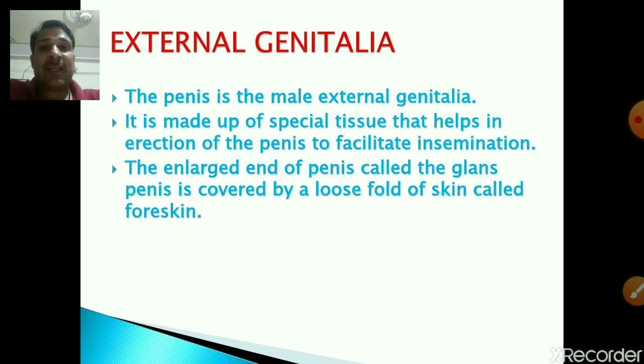External genitalia. Now you know about the penis. Penis is a muscular structure. Penis is the male external genitalia. It is made of a special tissue which helps in the erection of the penis to facilitate insemination. The enlarged end of the penis is called the glans. The enlarged covering at the front of the penis is known as the glans, and it is covered by a loose fold of skin that is known as the foreskin.